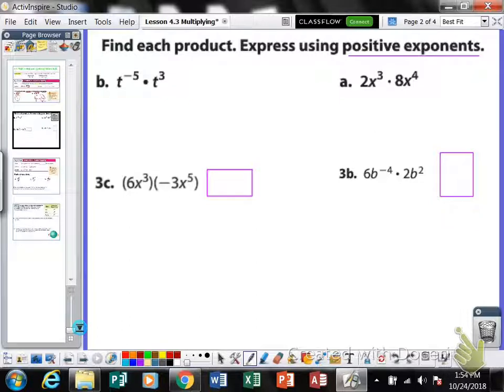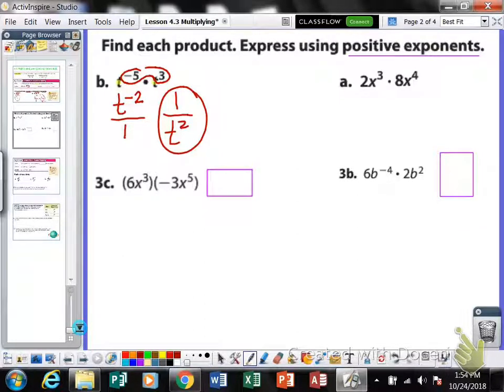Find each product, express using positive exponents. So t to the negative fifth times t to the third. Bases are the same, they're t's. So t and then negative 5 plus 3 is negative 2. That is not a positive exponent. So we reciprocate it, 1 over t squared.